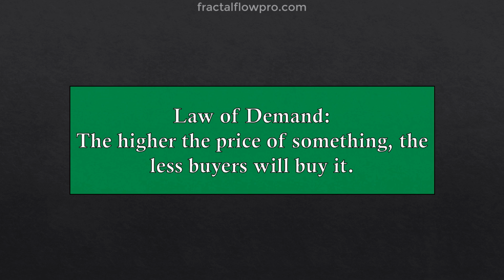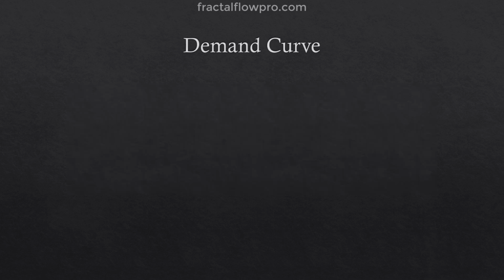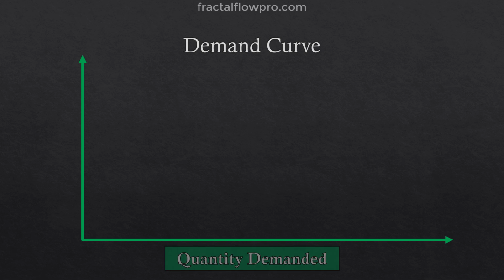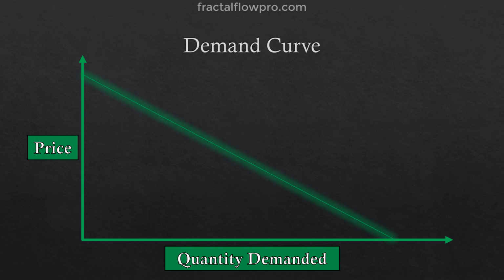We can visualize the law of demand using a simple graph. In the x-axis, we have the quantity demanded, and in the y-axis, we have the price of an item. The higher the price, the lower the quantity demanded, so that the demand curve is a downsloping line.